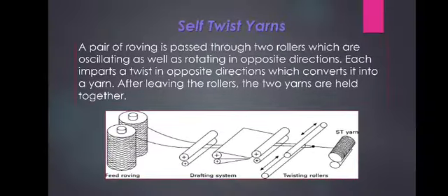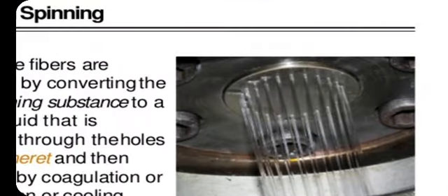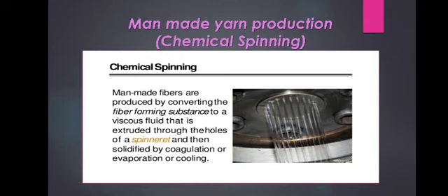Then next is the man-made fibers. These are the filamentous yarns. Man-made yarn production is the chemical spinning process. For man-made fibers, there is no processing from fiber to yarn. We directly form a solution, and this solution is passed through the spinneret to form a long continuous thread. This is known as chemical spinning. Because chemical solutions are passed through the spinneret, it is known as the chemical spinning process.